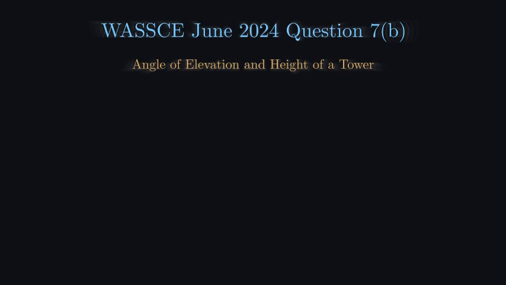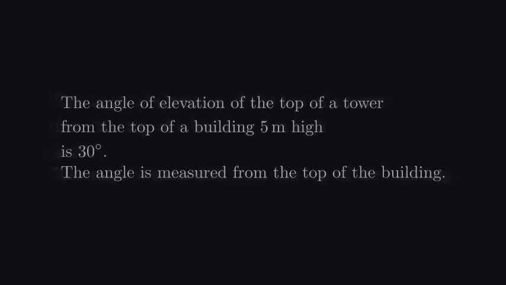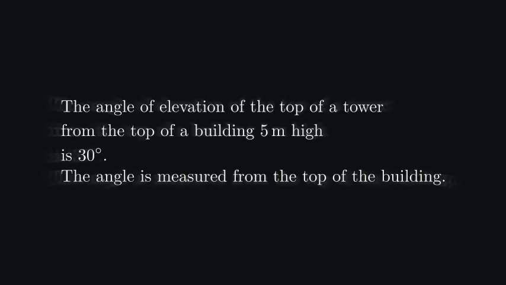Today, we are solving WASSCE June 2024 question 7b. This is an angle of elevation question involving a building and a tower. The question says the angle of elevation of the top of a tower from the top of a building, 5 meters high, is 30 degrees. This is very important. The angle is not measured from the ground. It is measured from the top of the building.